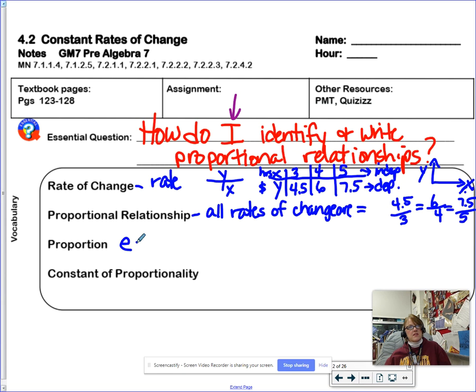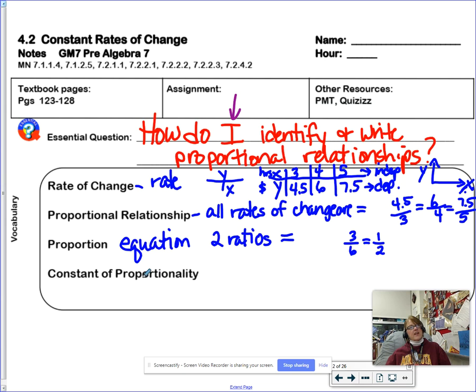A proportion is some kind of equation where you have two ratios that are equal to each other. So for example, something like 3/6 and 1/2. I know that in simplest form, this is the equivalent of this one. And if I say they're equal, boom, that's a proportion.